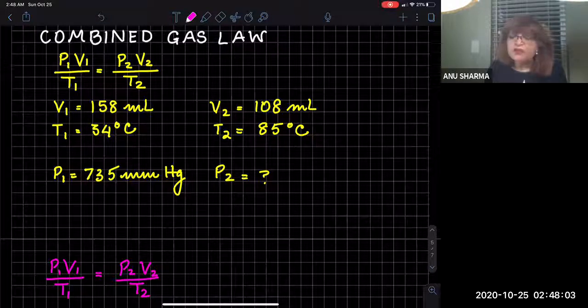Next, we are given the volume 2, which is the next condition, and it seems that the volume is going down. So it's 108 milliliters. The temperature has gone up. T2 is 85 degrees Celsius. So we need to find the pressure. In this case, we need to find the pressure 2.